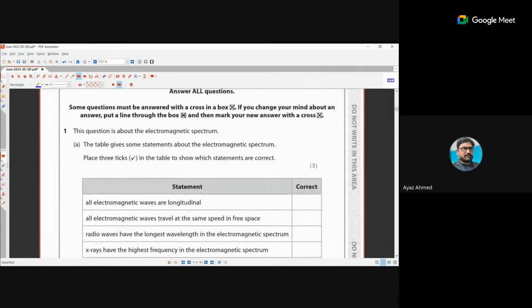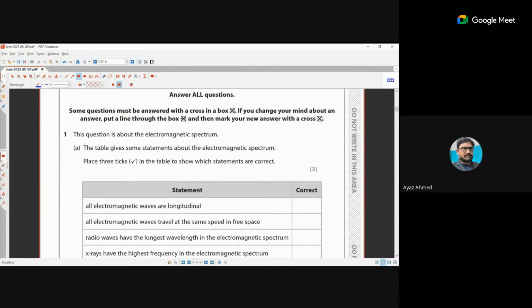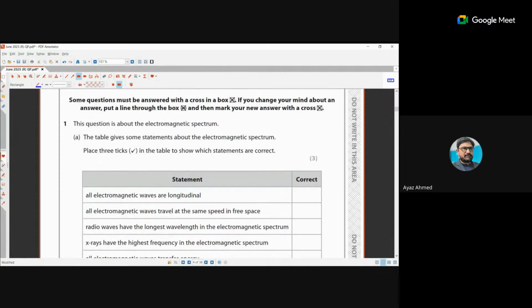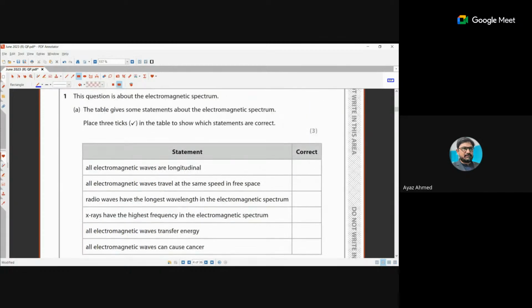These are mixed flavor questions. Sometimes we have MCQs. Most of the time the questions are blended together. So some questions must be answered with the class, right? They must have an MCQ selection. For example, this is question number 1.